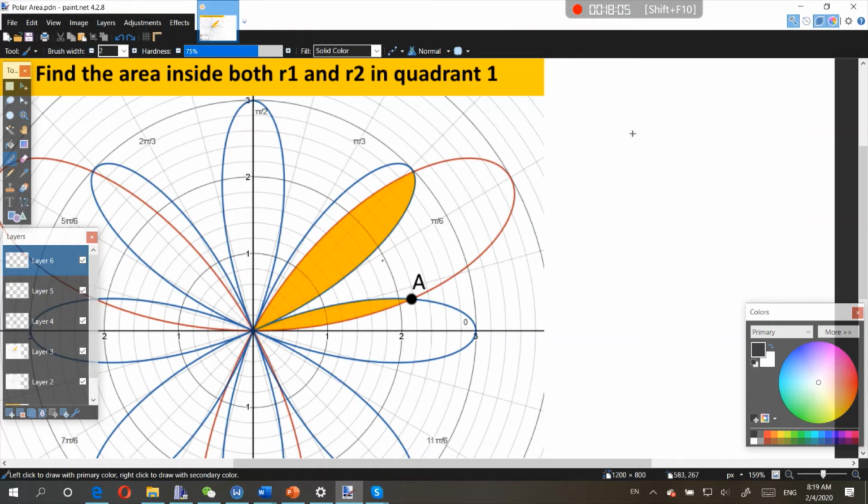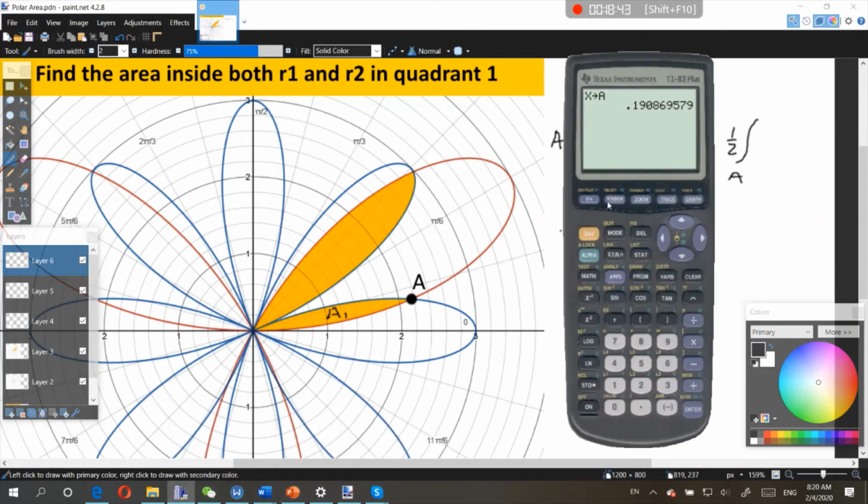Okay, so here's area 1. My area 1, so far, is 1/2 integral from 0 to A of our red function, so that's r1 squared, plus 1/2 integral from A to... yep. So we need to know when that function is going to hit 0 as well.